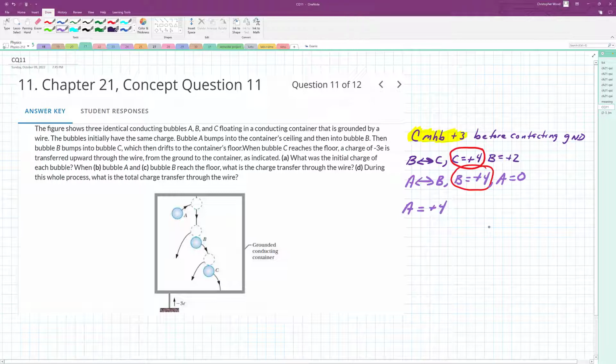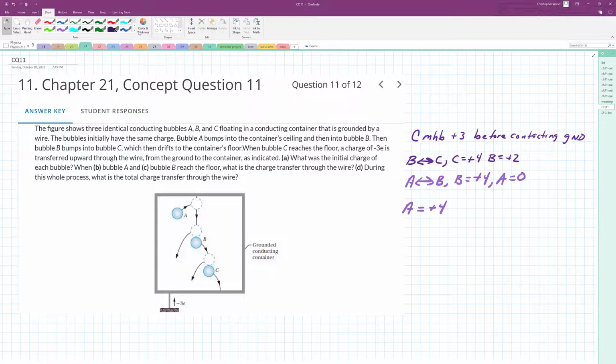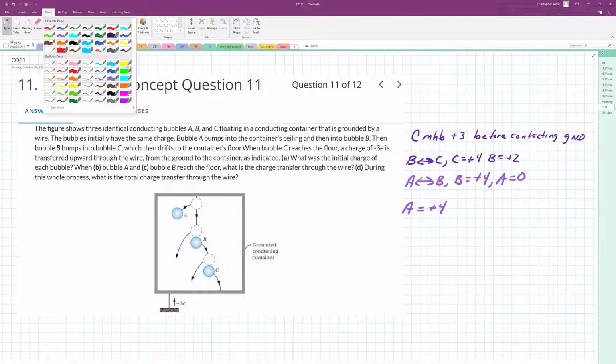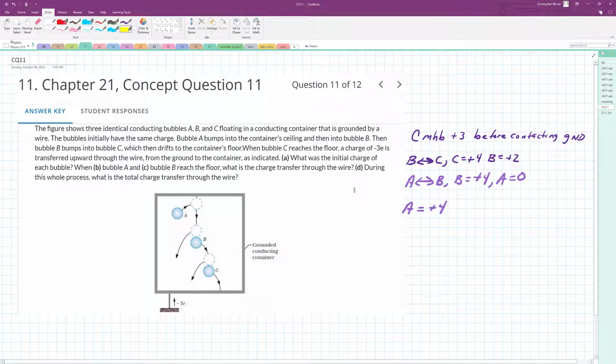All three of these particles started off with the same initial charge. So bubble A starts with a charge of plus 4. Let me sanity check this one more time, which means it really is helpful to write down your thoughts like I did, at least for me, because not only does it help you think your way through things, but it gives you something to double check.